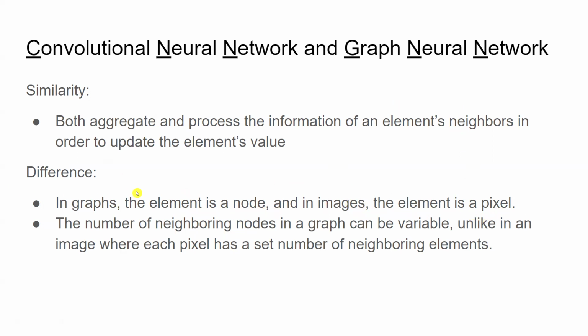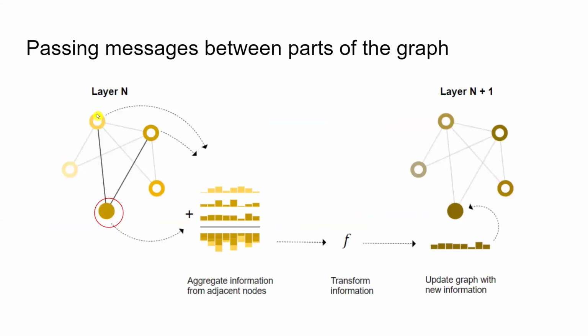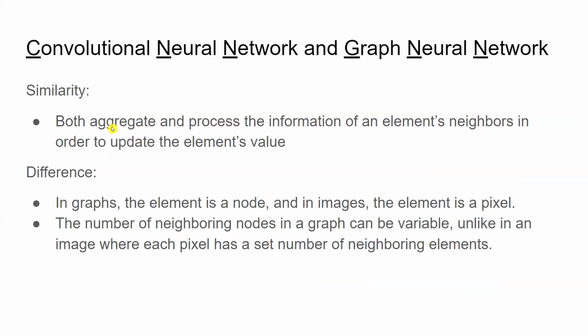That's one. But the more important one is that in a graph, the number of neighbors can vary. For an image, the number of neighboring pixels is fixed throughout the image. It doesn't change that much. It's pretty much fixed. But for a graph, it can change a lot. So like this one has two neighbors, but this one can have three neighboring nodes. So that's another difference.